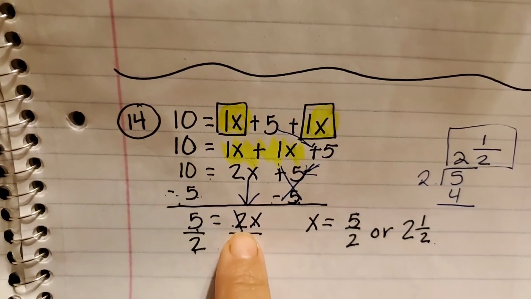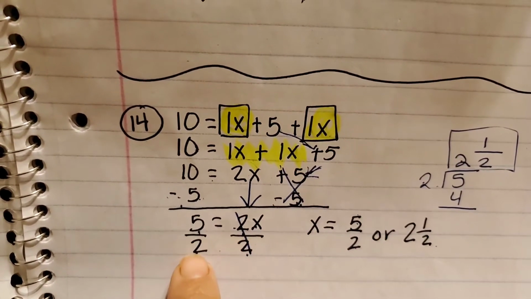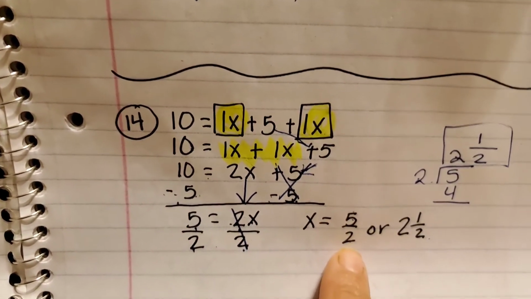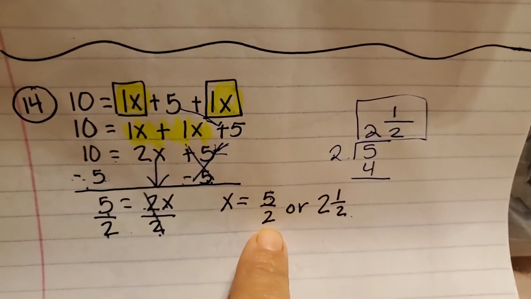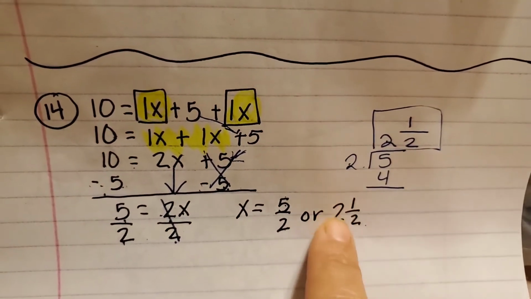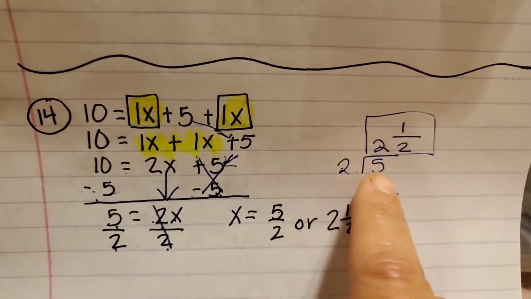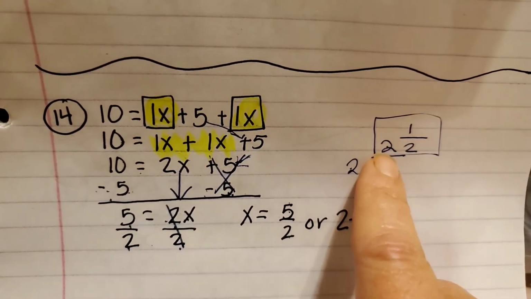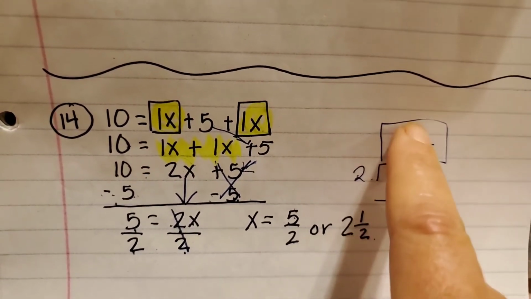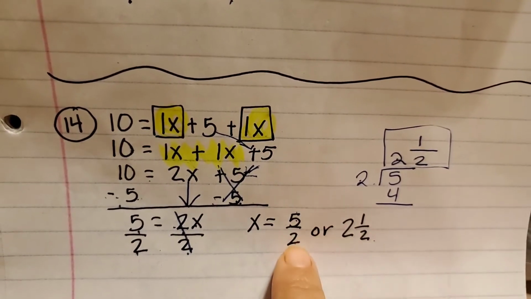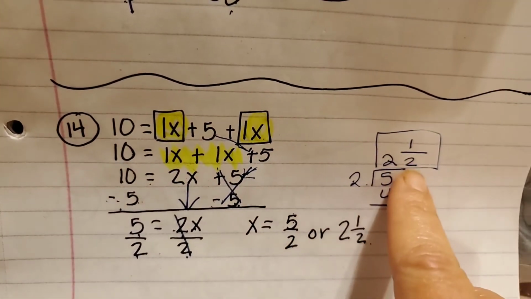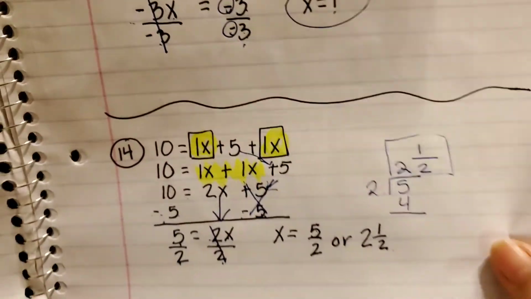It's whatever's attached to the x. So divide by 2, divide by 2. This is your answer. But if I want to write it this way, I'm going to say 2 goes into 5 2 times with 1 left over, and my bottom denominator stays the same. So that's how I get 2.5.